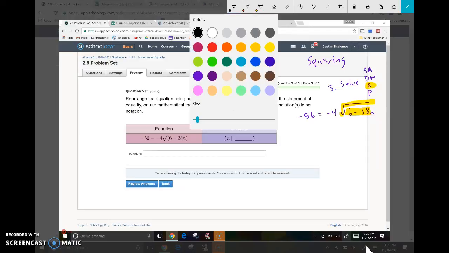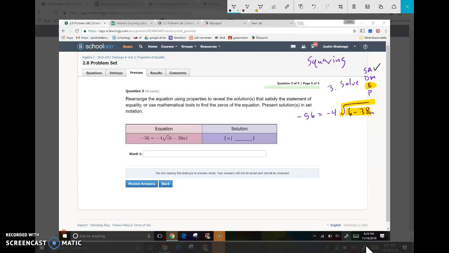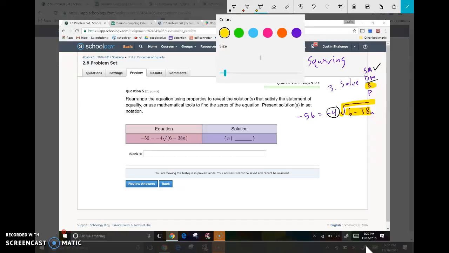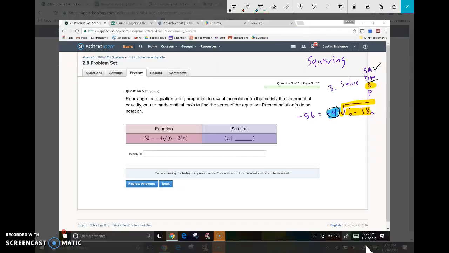Is there anything that's being multiplied or divided on the variable side? Well, there's this -4 right here. Now the -4 does not have a sign between it and where the radical is. So technically this -4 is being multiplied. So we can go ahead and deal with this multiplication by dividing. So let's go ahead and divide by -4. So divide the left side and the right side of the equal sign by -4.